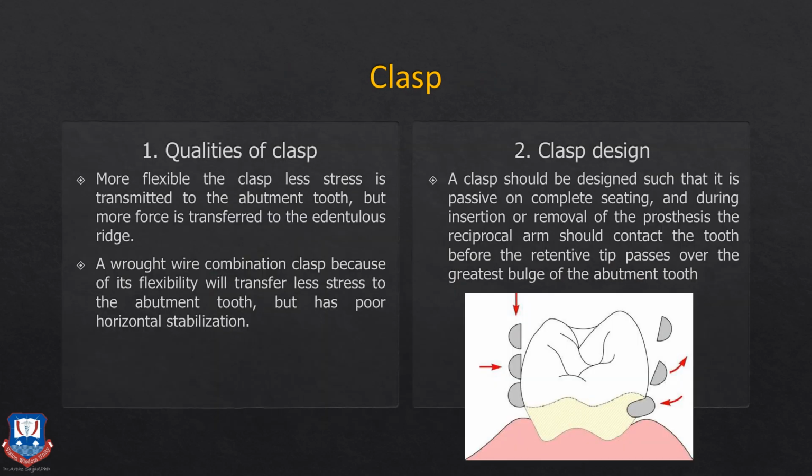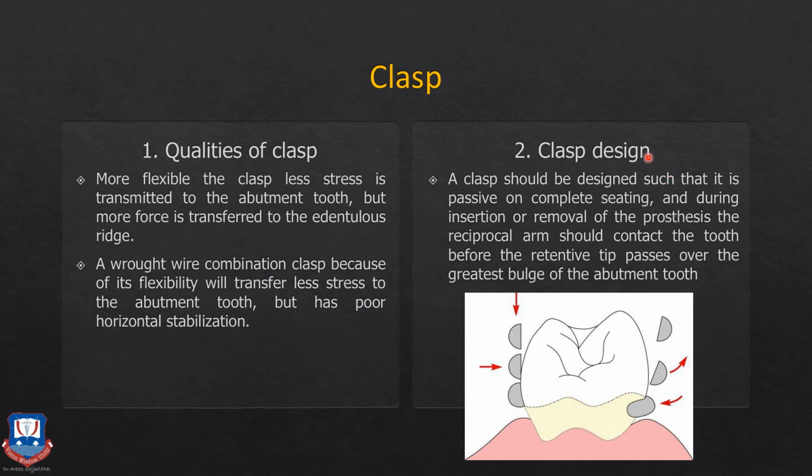So next is the clasp. As I said, the quality of the clasp matters. The more flexible the clasp, the less stress will be transmitted to the abutment teeth, but also more stress will then be transmitted to the edentulous or tissue surfaces. Whereas the more rigid a clasp, the more stress will be transmitted to the terminal abutment teeth, and this can result in bone loss or torquing of the abutment teeth. So depending on the scenario, we have to decide whether we use a combination clasp, a cast clasp, or a flexible wrought wire clasp.